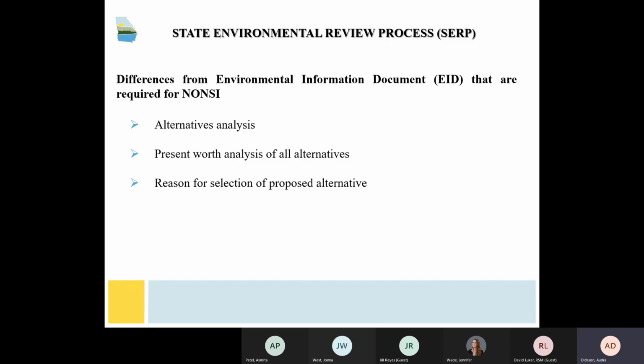Listed on the next few slides are the key differences in what a NONZ EAS planning document requires compared to an EID. A planning document requires discussion and evaluation of other possible alternatives, present worth analysis with both capital costs and operation and maintenance costs covered over a 20-year planning period between all possible alternatives, reasons for selection referencing environmental impacts, implementation, and present worth analysis.